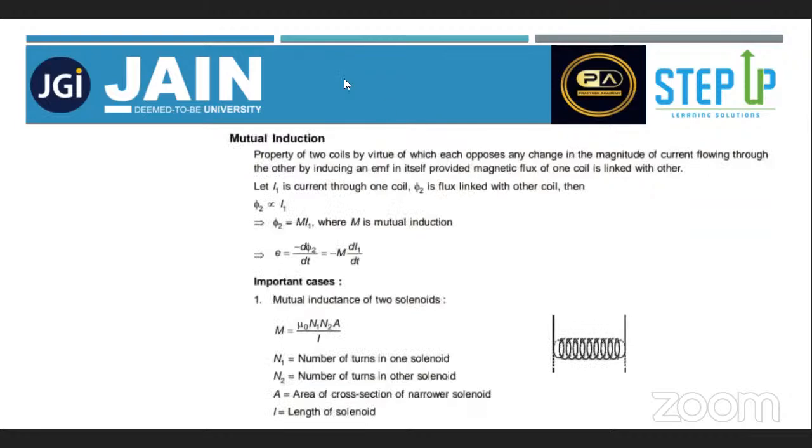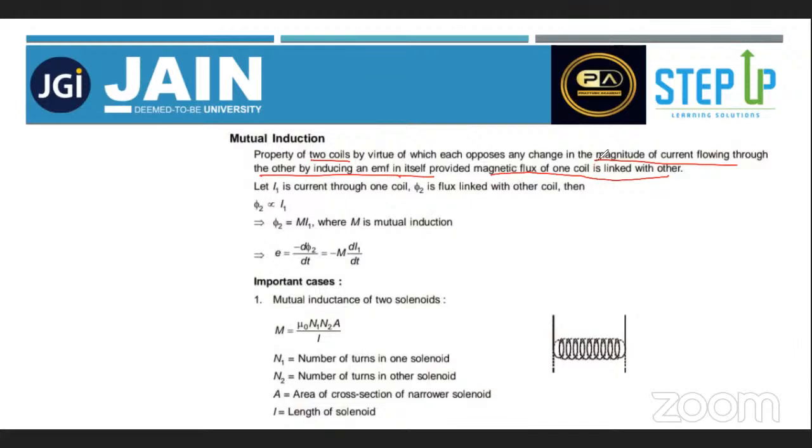Next, when talking about induction, we have two kinds of induction. One is mutual induction and the second is self induction. Mutual induction is the property of two coils by virtue of which each opposes any change in the magnitude of current flowing through the other by inducing an EMF in itself, provided the magnetic flux of one coil is linked with the other. So I1 is the current flowing through one coil and phi2 is the flux linked with the other one.